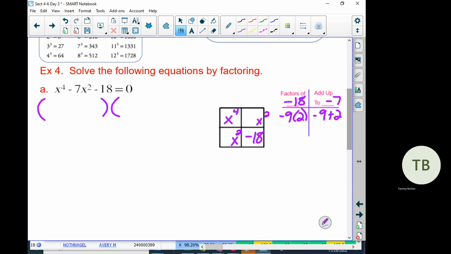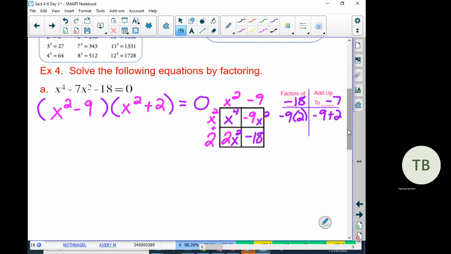So then if I go back here, I'm going to put -9 in front of one of these and 2 in front of one. This is x to the 4th. I have x squared times x squared. What times x squared gives me this would be -9. What times x squared gives me this would be 2, and that would be a plus. So one of my factors would be x squared minus 9. One would be x squared plus 2.